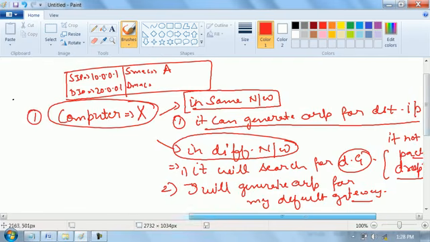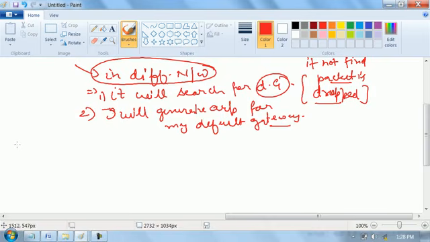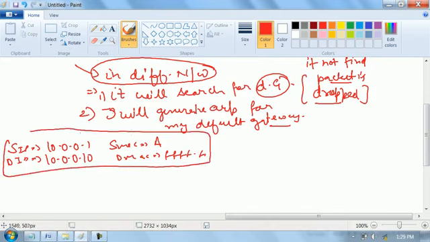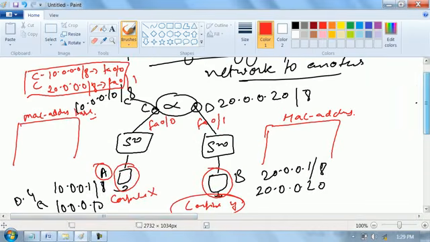See now, when this guy will generate the ARP, look here. Source IP will be, destination IP will be, source MAC will be, destination MAC will be all F. The ARP will be generated by whom? By the computer. Agree? Computer will send the ARP to the switch.